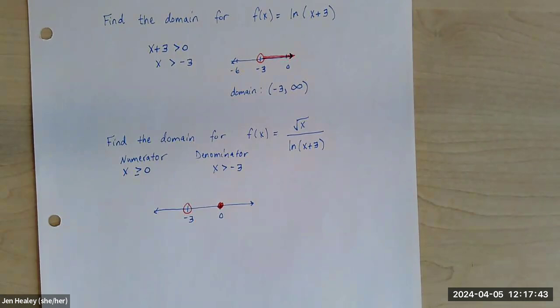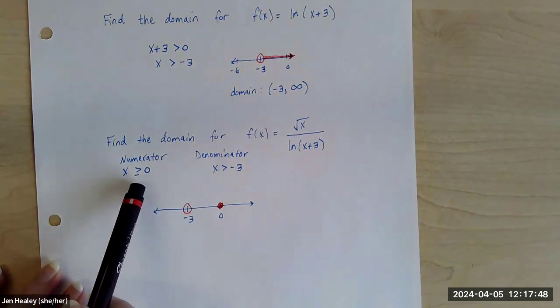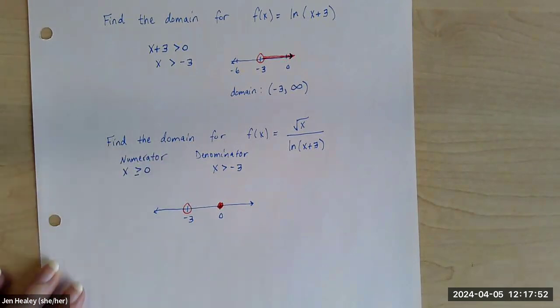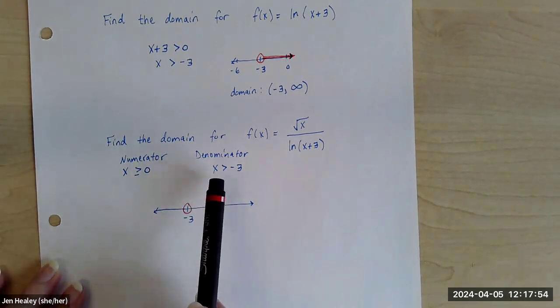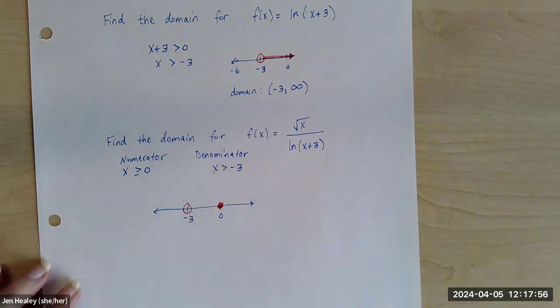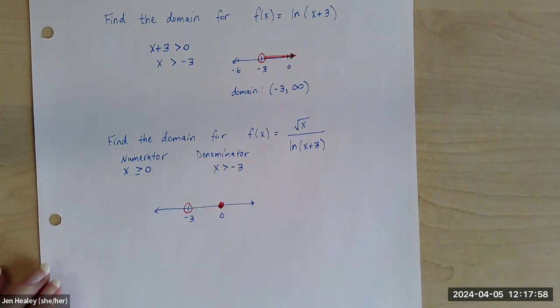Okay. So what this says is that I need x to be greater than or equal to 0 to satisfy the condition for the numerator. And I need x to be greater than -3 to satisfy the condition for the denominator. Both of the conditions have to be satisfied. So what's my answer have to be? Got an idea? The bottom range of the domain is -3, not included.